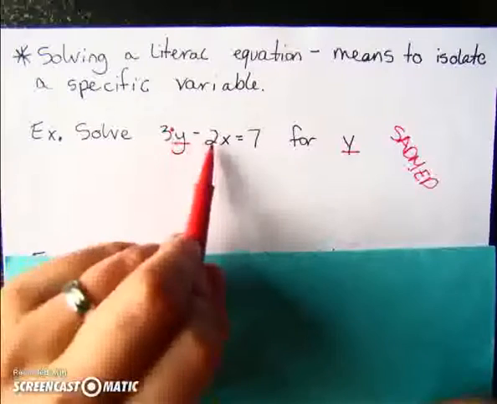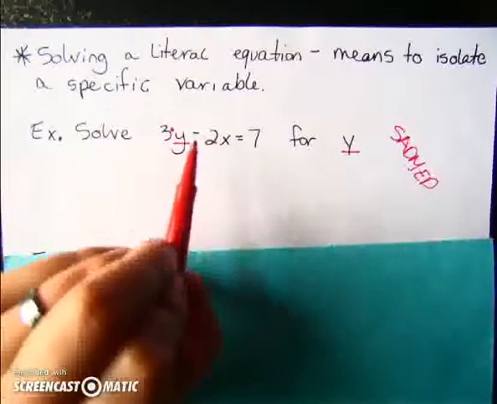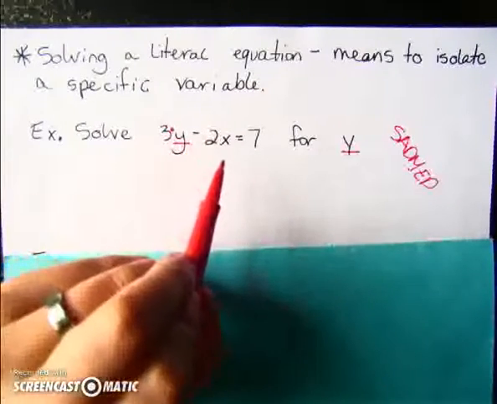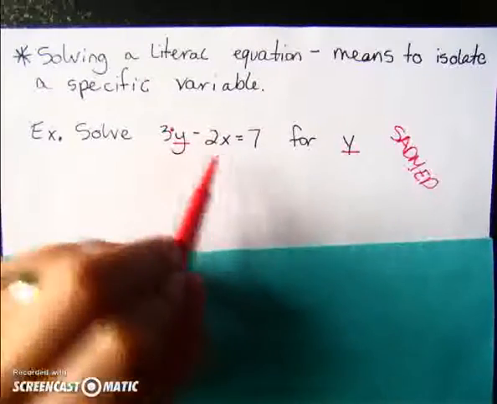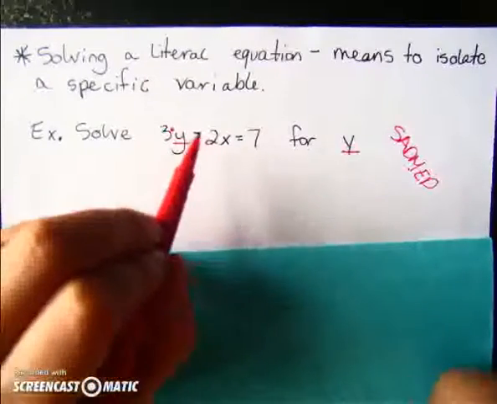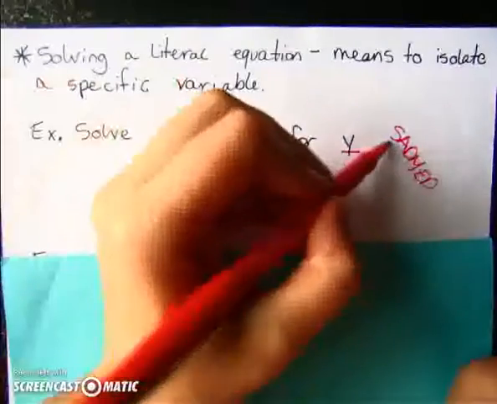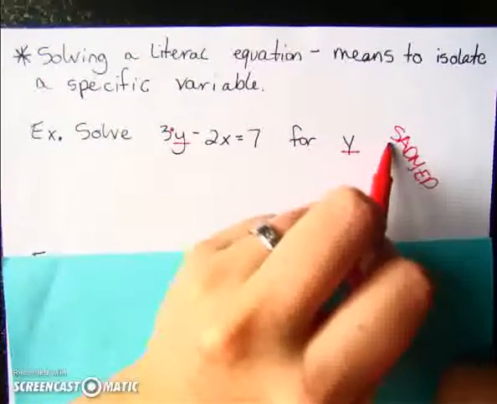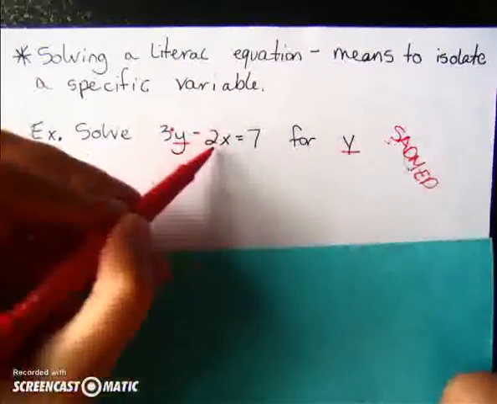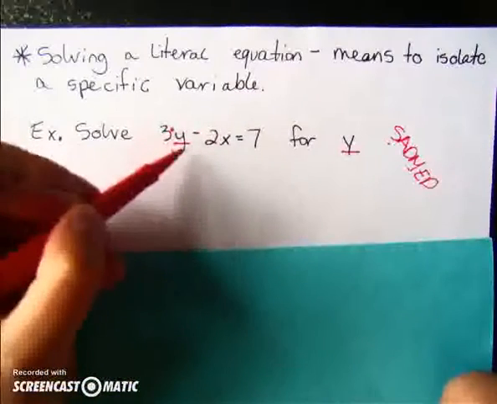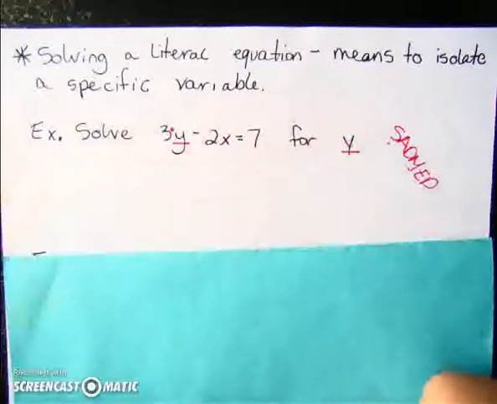So between y and 2x, it's subtracting. Okay, so that's going to come in this step. So again, even though these are multiplying, it's subtracting from the variable that we care about, and so we're going to start with that first.